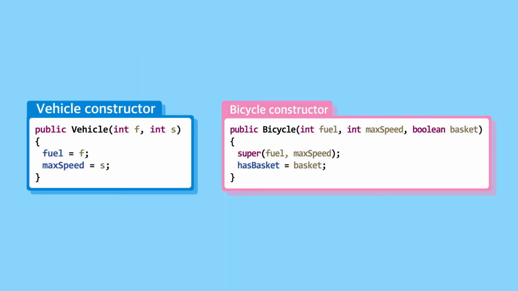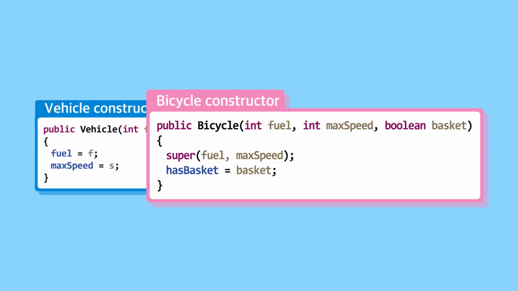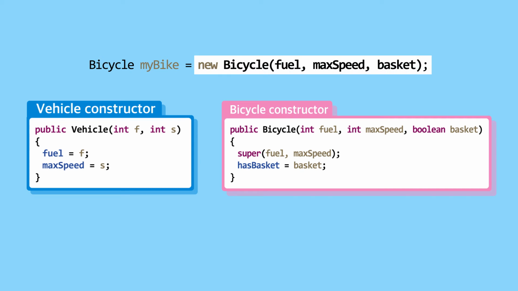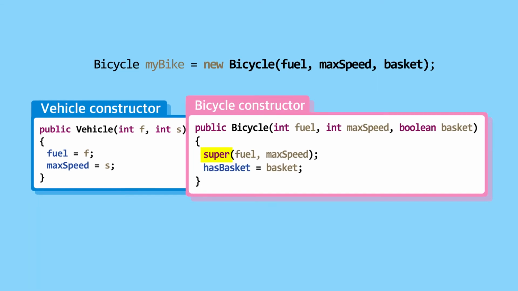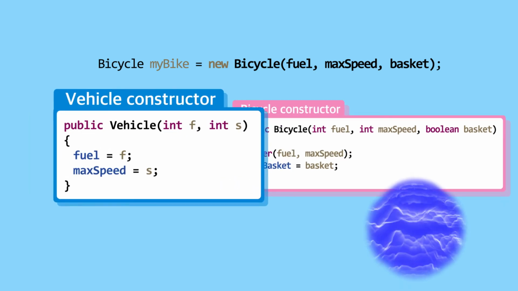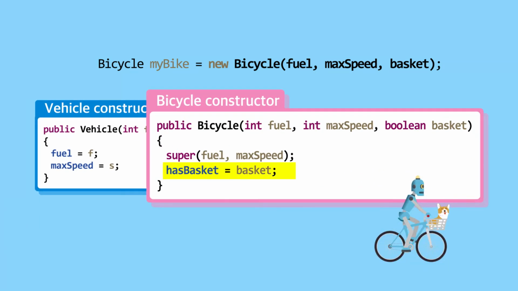Now that the class declaration is done, let's look at the constructors. The child class constructor always calls its parent constructor first by calling super. When the Bicycle object myBike is instantiated, the Bicycle constructor first calls the parent constructor to build its foundation, then builds the rest of its specific parts.